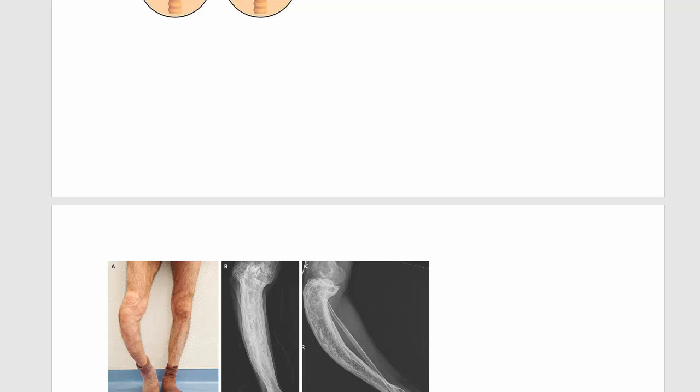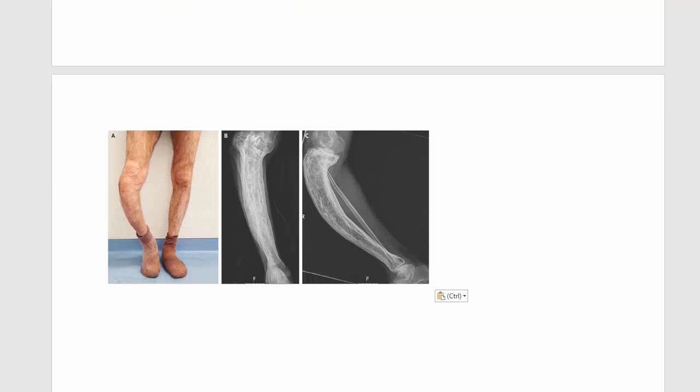So Paget's disease is also known as osteitis deformans, and is a chronic bone disorder characterized by abnormal and excessive remodeling of bone tissues. So in Paget's disease, bone remodeling occurs at an accelerated rate, leading to the formation of new bone that is structurally abnormal, enlarged, and weaker than normal bone. So it causes this kind of bent legs, this kind of like warped legs we can see here.